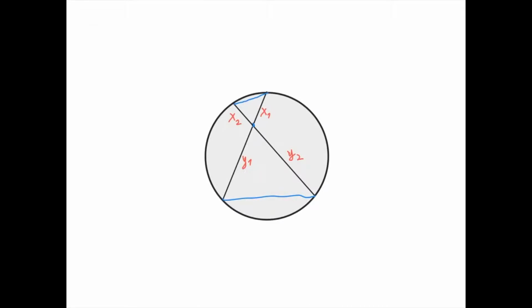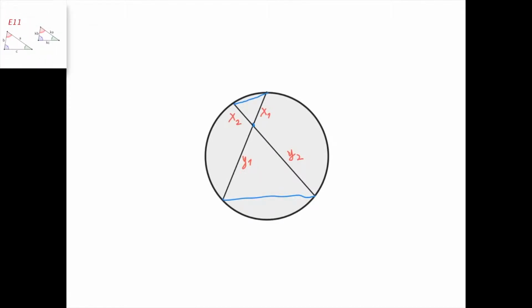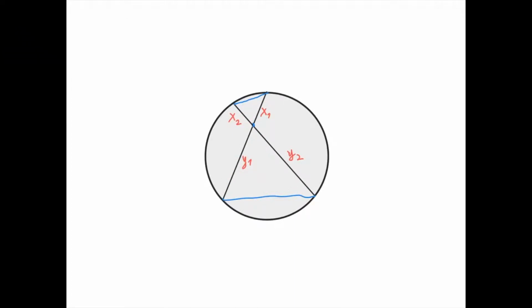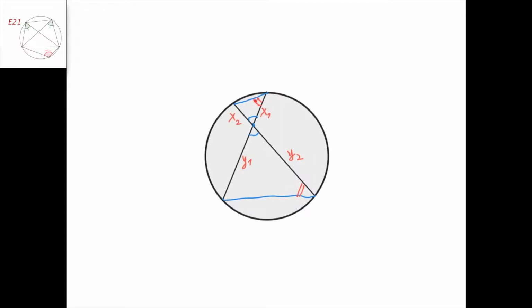The relationship will come after considering similar triangles. This triangle here and this triangle here are similar. Why? Well, because firstly, this angle equals this angle because we have two straight lines that intersect at this point. And secondly, this angle equals this angle because this is a cyclic quadrilateral and both angles point towards this side. So they correspond to this arc here.